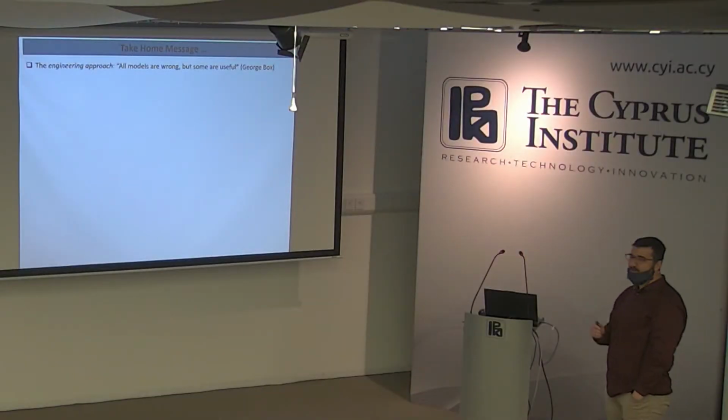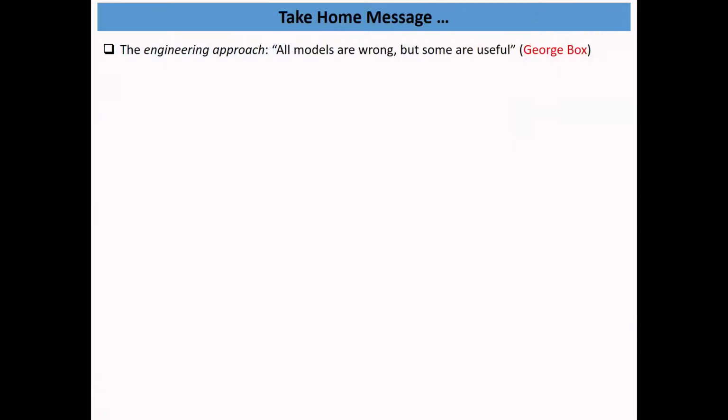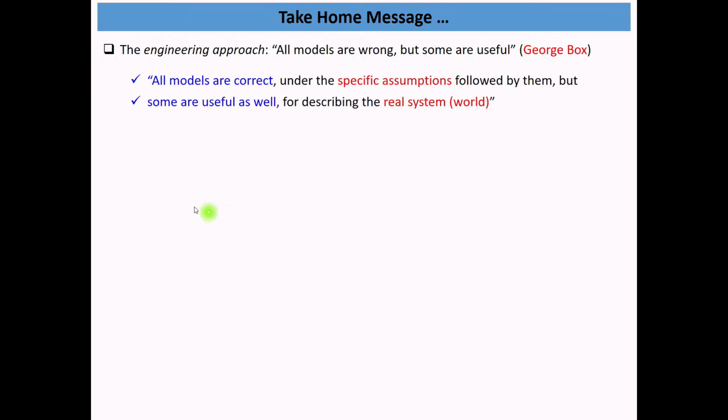It's not yes or no. The first, I would call the engineering approach. The engineering approach starts from a well-known motto, actually from a statistician, George Box, who said that all models are wrong, but some are useful. Well, I don't like this so much, because I think it's more accurate to say that all models are correct, but for the specific assumptions that they have. And at the same time, it's true that some of them are useful for describing the real system. This is the engineering approach.